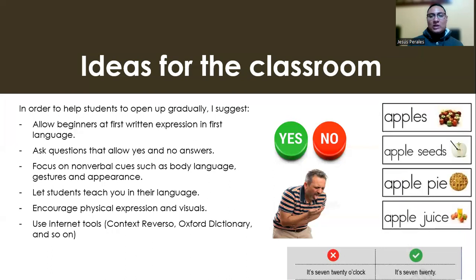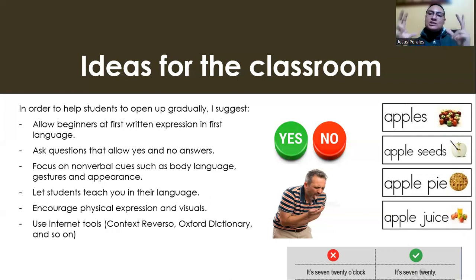The fifth one is related to encouraging physical expression and visuals. In this case, we're more related to visuals. We know that there are different variations of words in the English language, and I have used this example with apples. We have a plural, we have a certain part of the apple, we have a dish that includes apple in the cooking or baking process, and as well a product. What can we get from an apple?